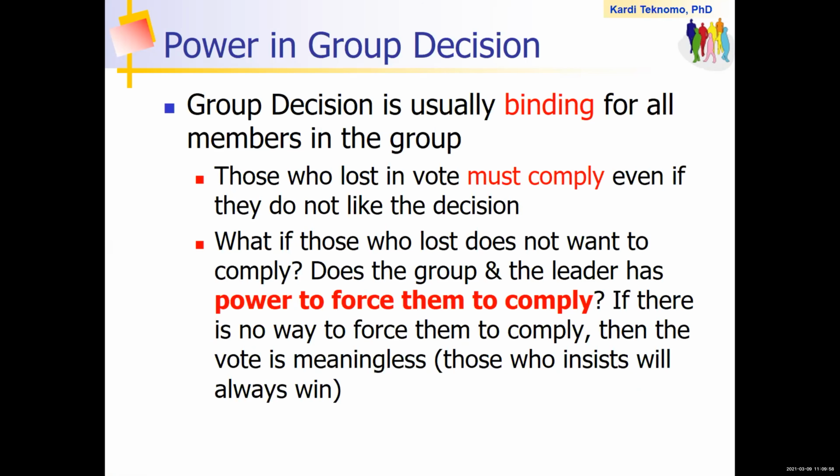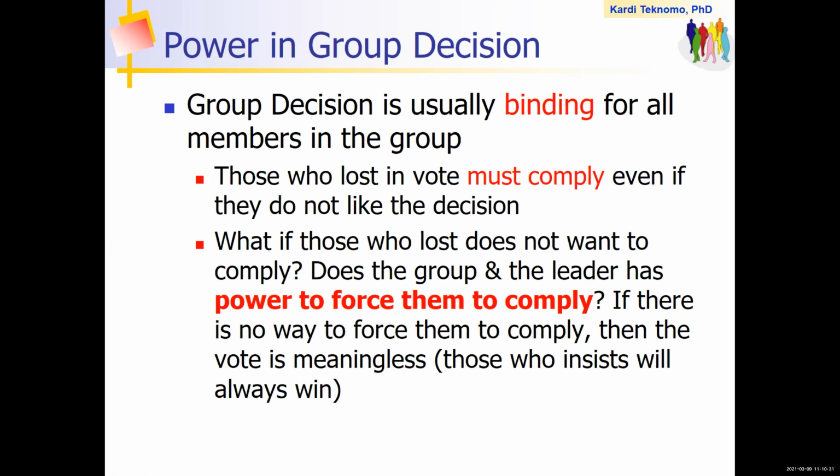They force them to comply. The question is, how do you force them to comply? If you force them, you can only force them to say yes to the decision, but not to do the decision. You cannot keep an eye on them 24/7, right? So it's also useless. Yes. So if you force them, the vote was meaningless.